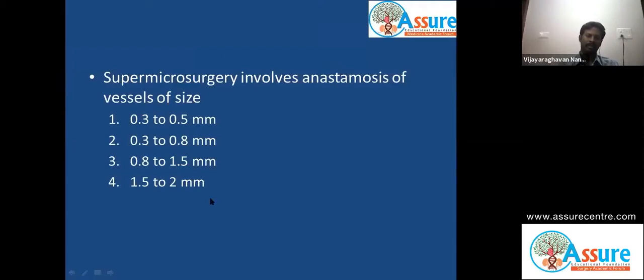It is exact. Actually, it is 0.3 to 0.8 mm. More than 0.8 mm will be microsurgery. Less than 0.8 down to 0.3 mm, because we don't have anything below 0.3 at present. 0.3 to 0.8 mm is called super microsurgery, and we need 12-0 suture material for this. It is usually perforator to perforator anastomosis or lymphovenous anastomosis. These are the super microsurgeries which are being routinely done now.